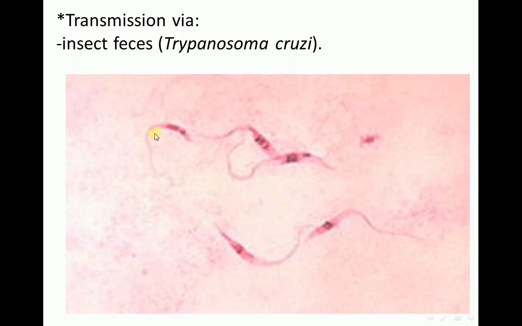The fourth way of transmission of protozoan parasites is by insect feces, such as in the parasite Trypanosoma cruzi, which causes Chagas disease. This parasite Trypanosoma cruzi is transmitted by the vector triatomine, which carries the infective stage of this parasite.